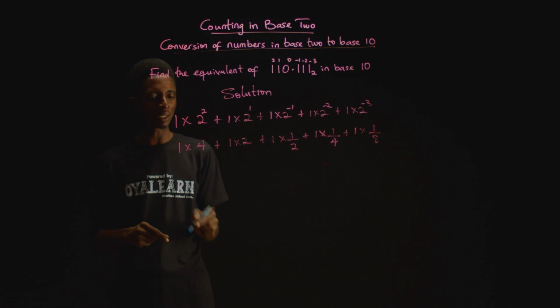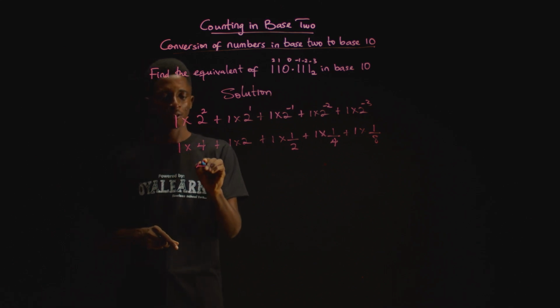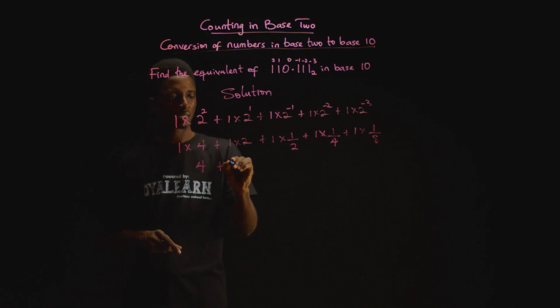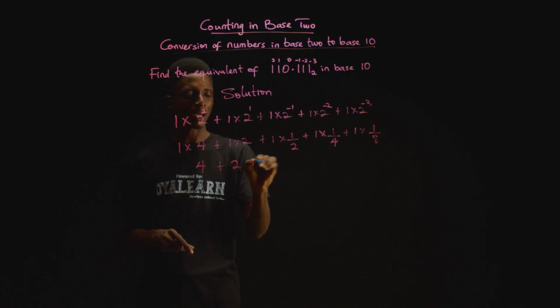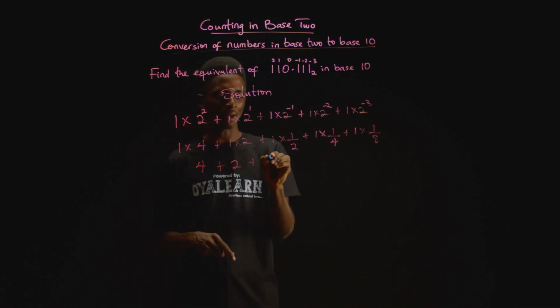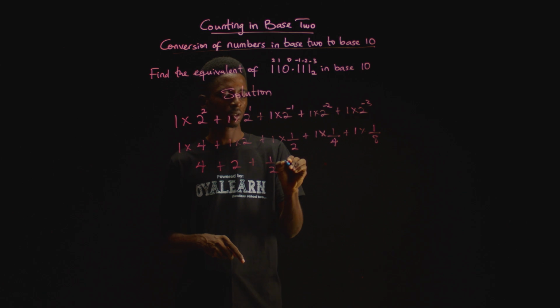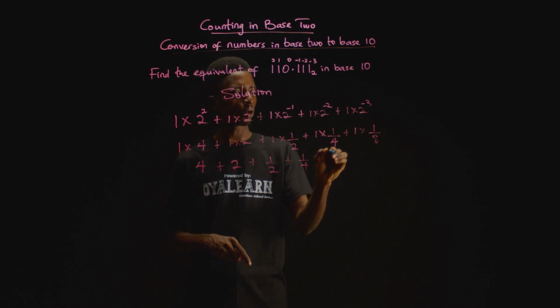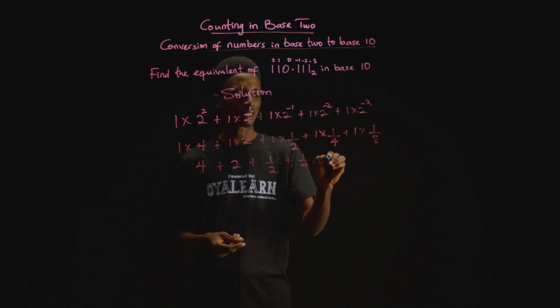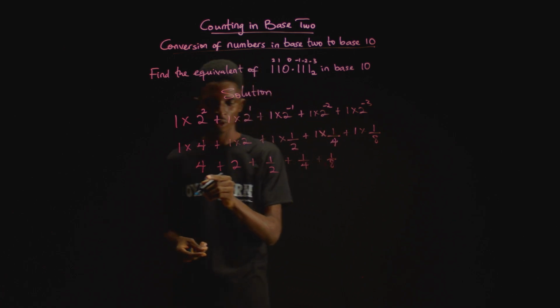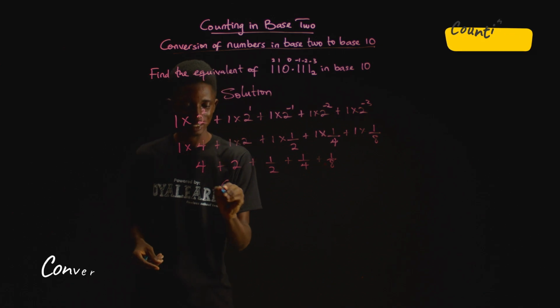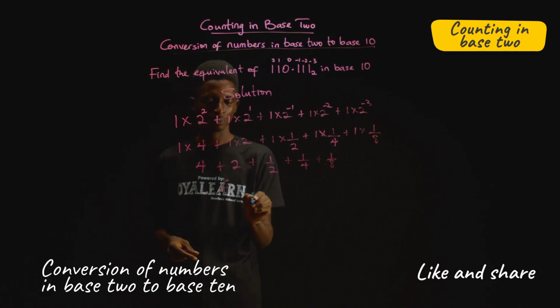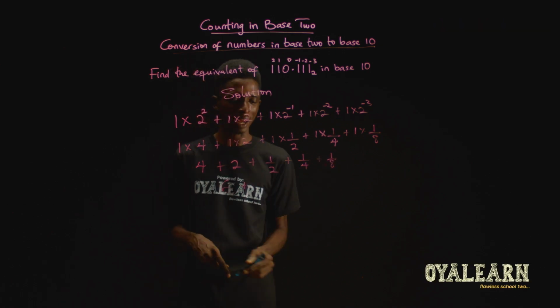For the whole number bit, we would be having here 4 plus 2. And then we add these two. 1 multiplied by half, which gives us 1 over 2, plus 1 multiplied by a quarter is still 1 over 4, plus 1 multiplied by 1 over 8 is still 1 over 8. So when we add these two, we get 6 whole number, which we are then adding to our fraction.